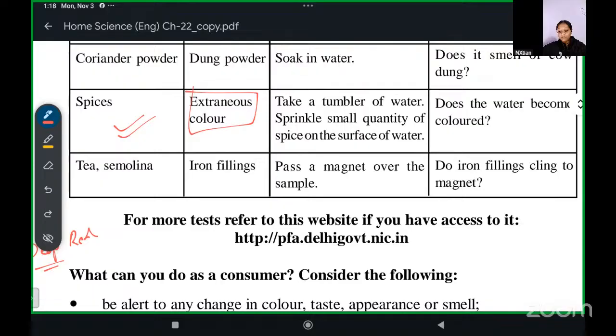Also adulterated. What is exactly semolina? Let me tell you.